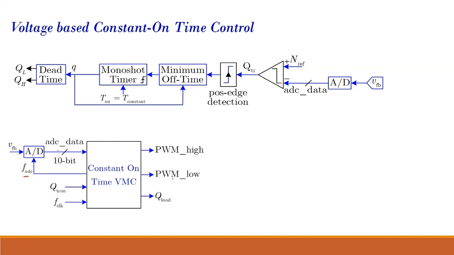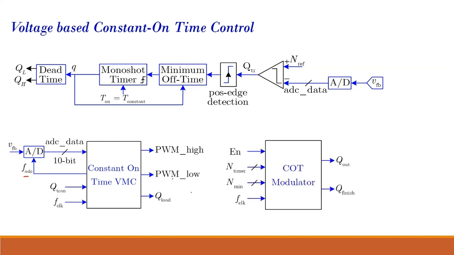So this is the FPGA main module, and we have a constant on-time modulator present. It has an enable block, N timer, N minimum. N timer stands for your fixed on time, this is your main T on. N minimum stands for your T off minimum. F clock is your high frequency clock for running this modulator, and Q out and Q finish. So Q out is this.